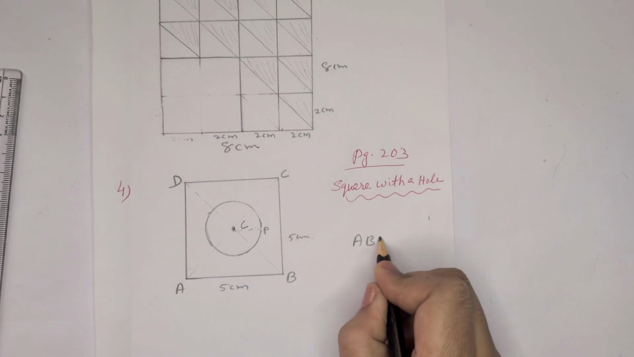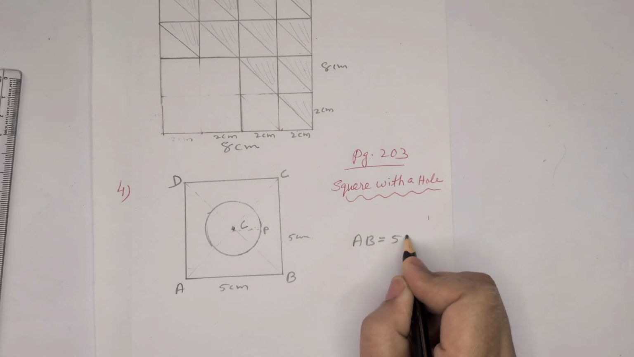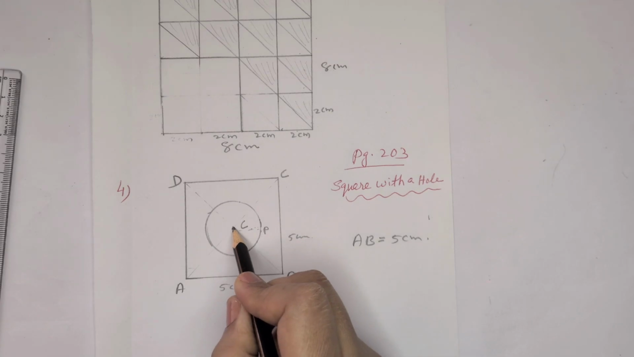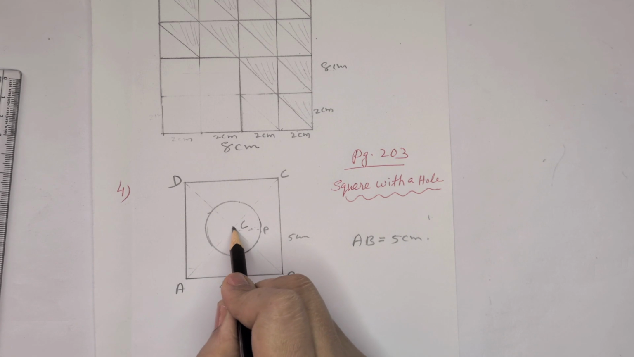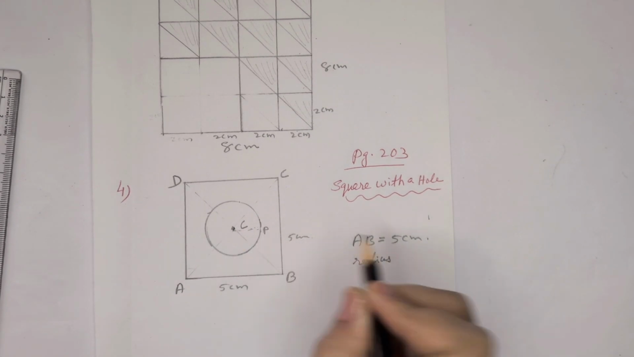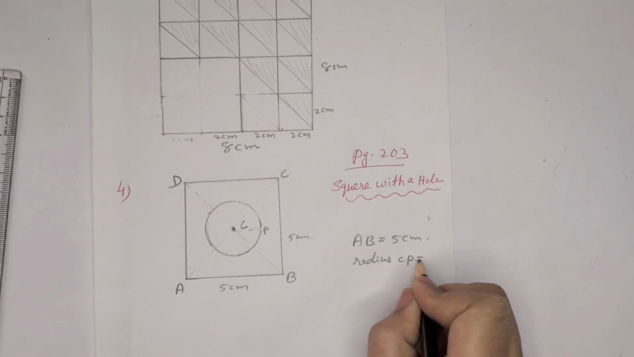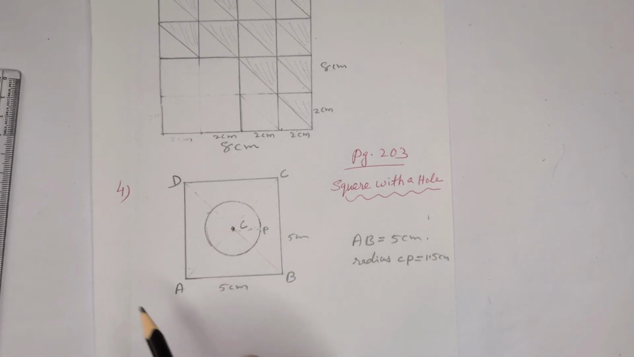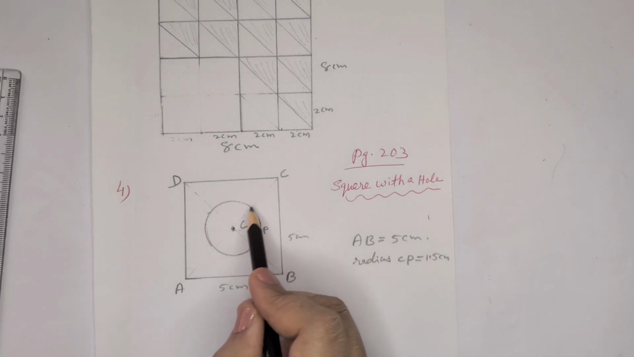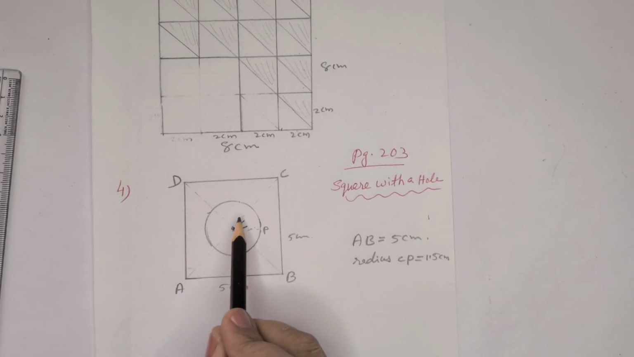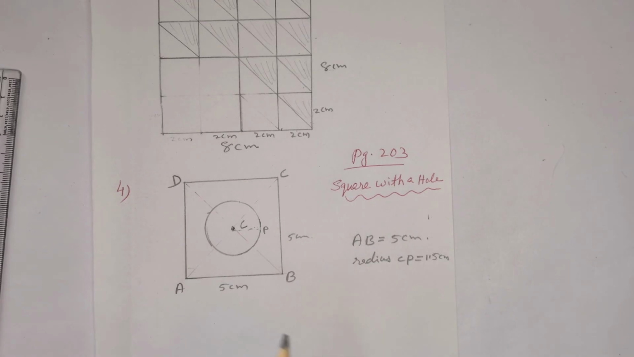AB is equal to BC is equal to all sides, that is 5 centimeter. Then draw the diagonals; the intersecting point of those diagonals will be the center of the square. Then with C as the center, we mark CP equal to 1.5 centimeter radius. Then draw the circle. Then we can rub out all those lines. So we will get the square and circle with the same center.